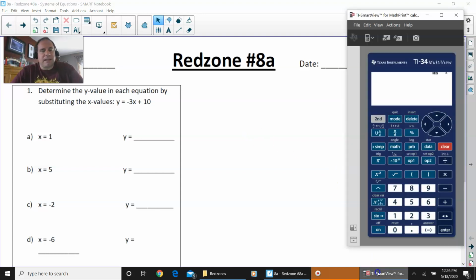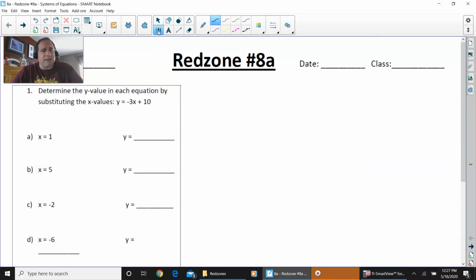Make sure that you have a calculator like this one on the screen right next to you, so you could use this to substitute and get your answers pretty quick. So remember, when we're determining the y value in each equation by substituting the x values that they give you, it's really pretty easy.